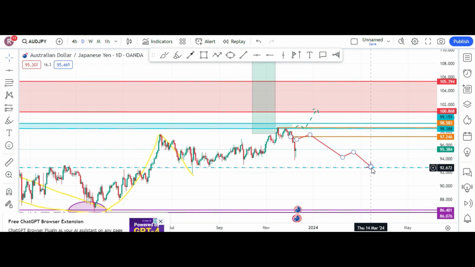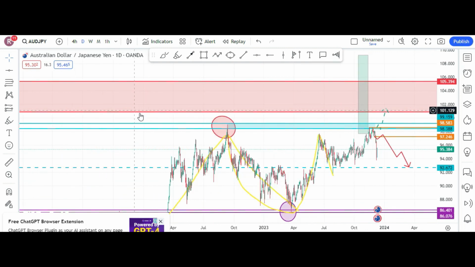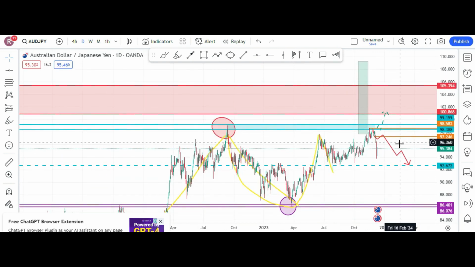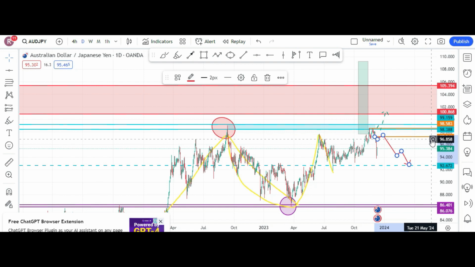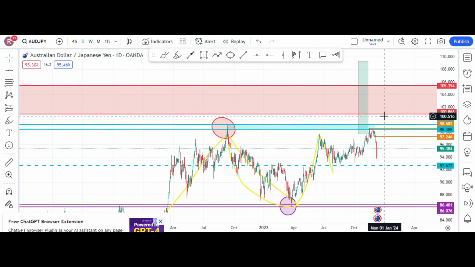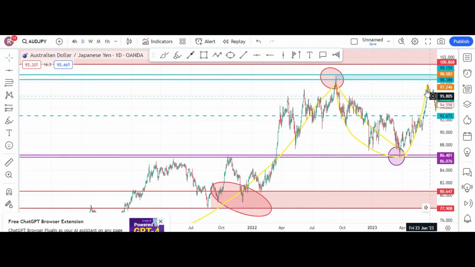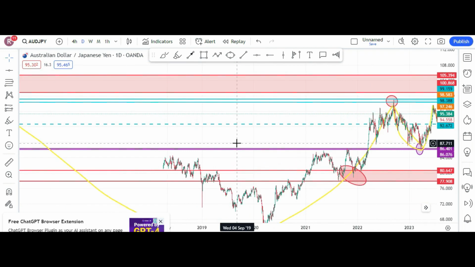And I didn't expect it to come to this level where I marked it, but it did come almost 75% of what I had assumed. Now I would like to show you, let us get rid of these things. These are not applicable anymore. So let us show you the bigger picture here.